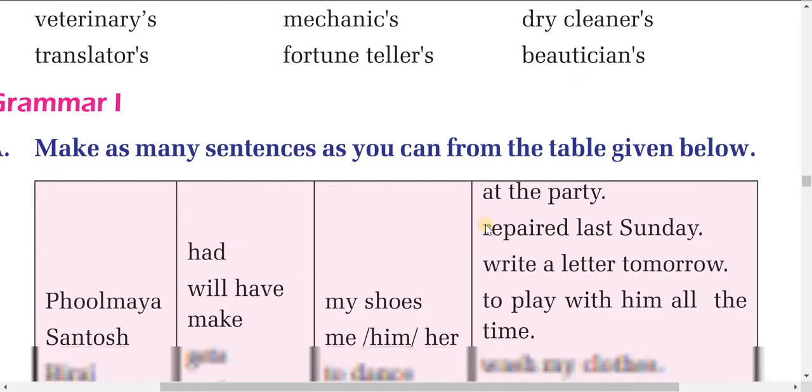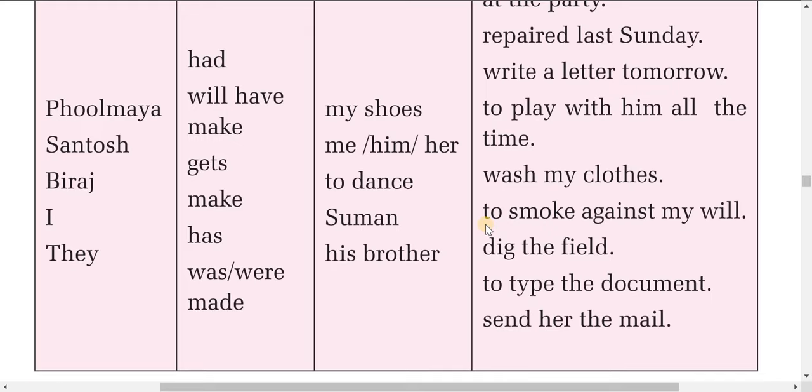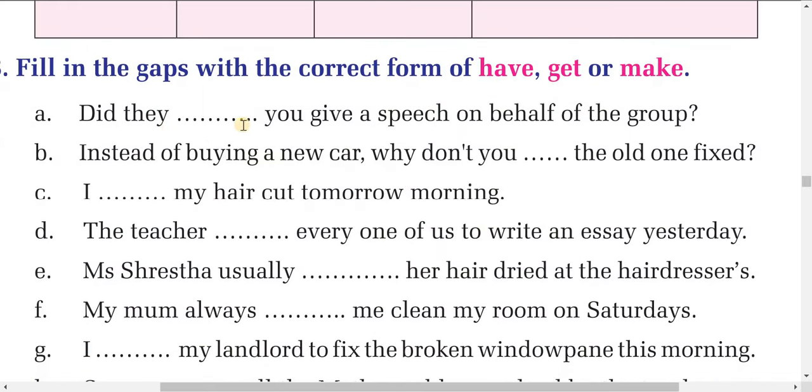Okay, now it's very easy. You can make sentences yourself, dear students. Now see here, "Did they make you give a speech on behalf of the group?" You can write in this way. Write down "make" here.